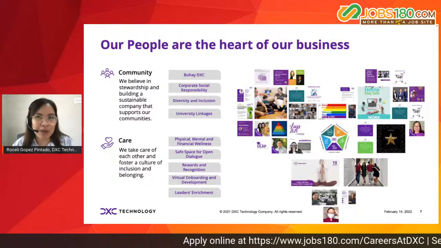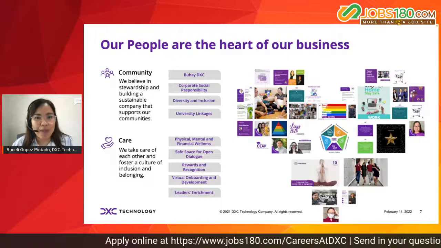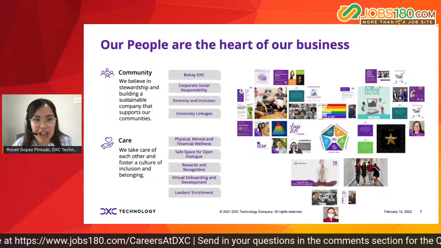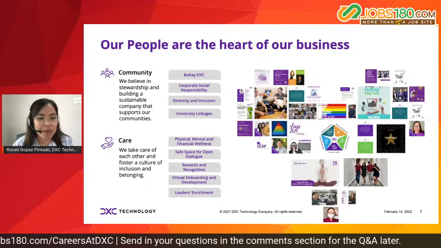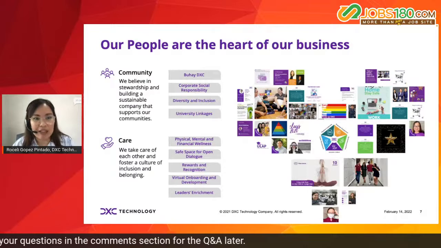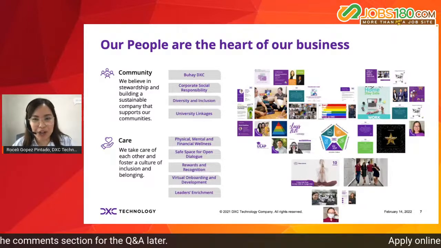There are programs or challenges where the whole team, the whole organization would go into a step challenge, right, just to ensure that people are connecting, engaging with each other, and also keeping physically, mentally, and financially healthy, especially during these times.